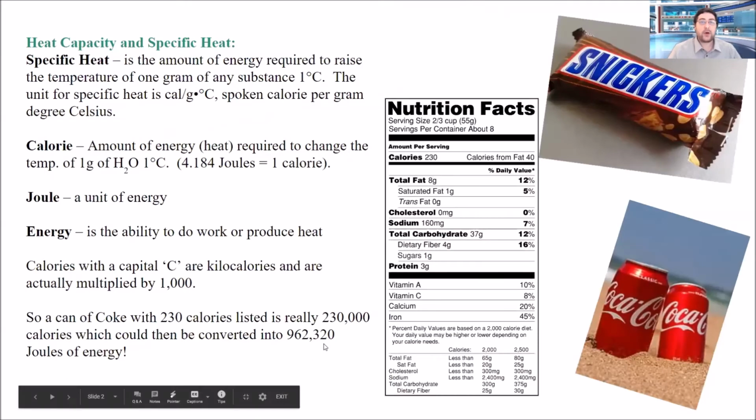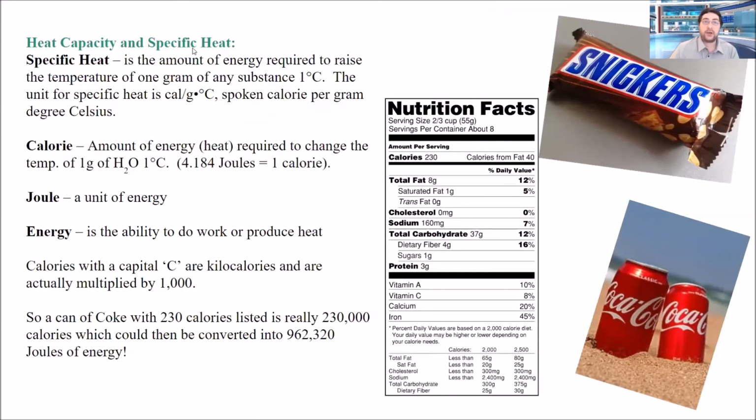All right, so let's talk about what heat capacity is, or more commonly known as specific heat. So the chemistry definition for specific heat is the amount of energy required to raise the temperature of 1 gram of any substance by 1 degree Celsius.